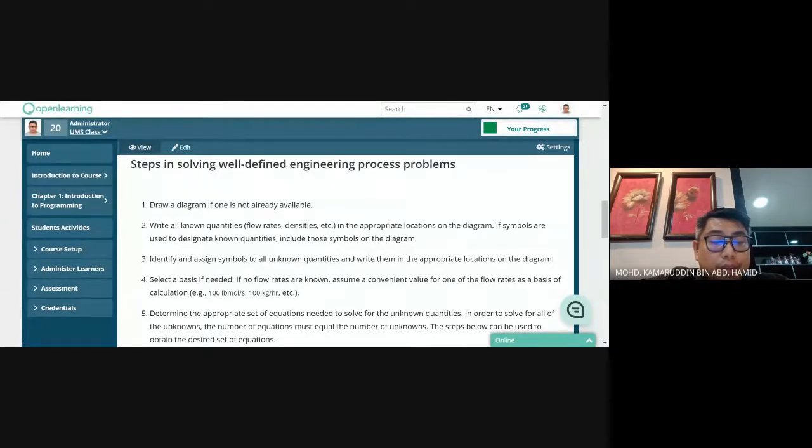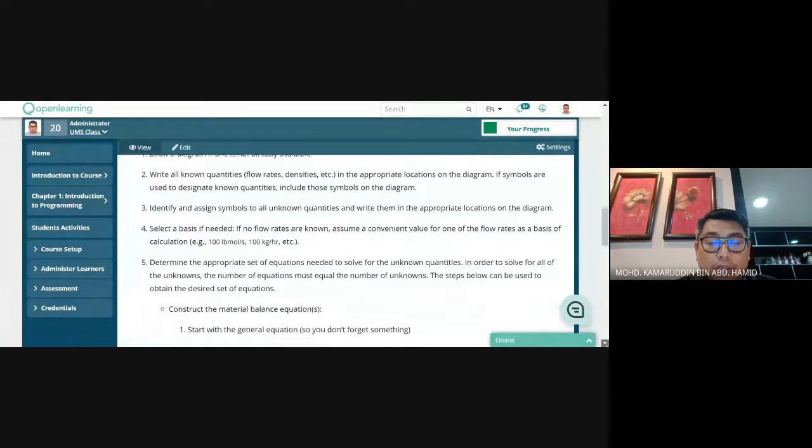Okay. So in order for you to solve that, make sure that the number of equations is equal to the number of unknowns. This is what we call degree of freedom. Okay, degree of freedom. So let's go. Okay.